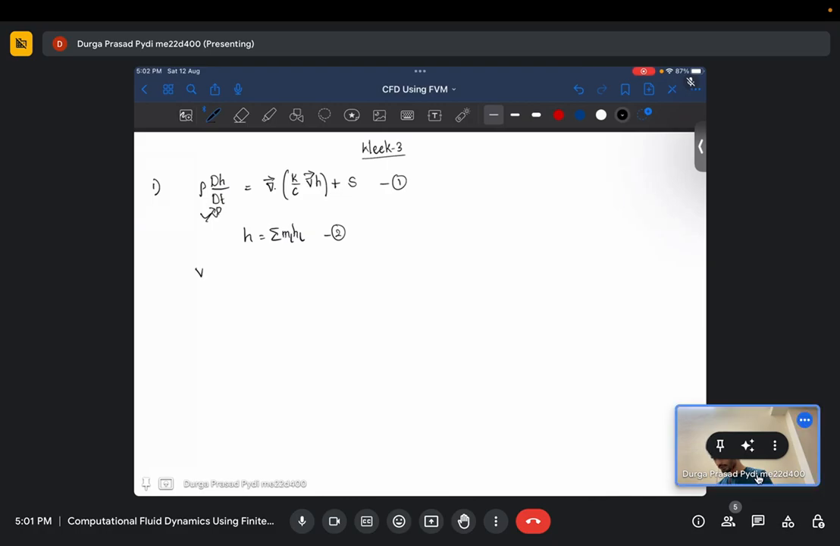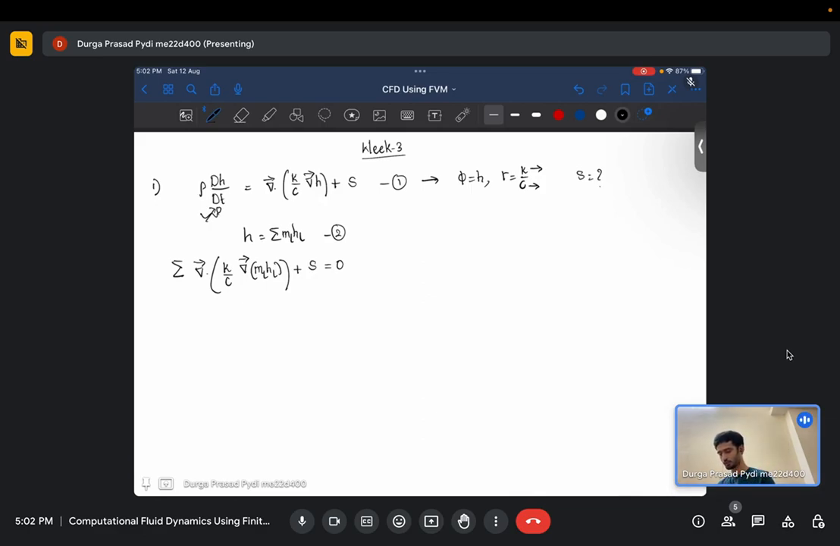we essentially get del dot, the summation can be taken out, plus S equal to 0. If we compare this with our general scalar transport equation, we have phi as H and gamma as K by C. K is your thermal conductivity and C is your volume average specific heat. The only thing we are left out is how do we determine the source term.